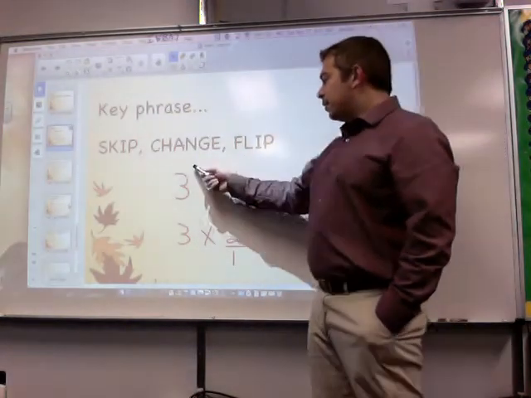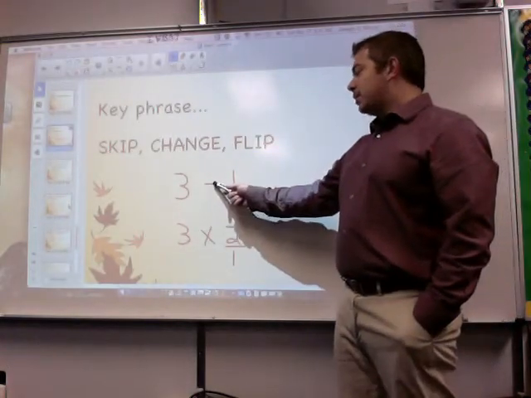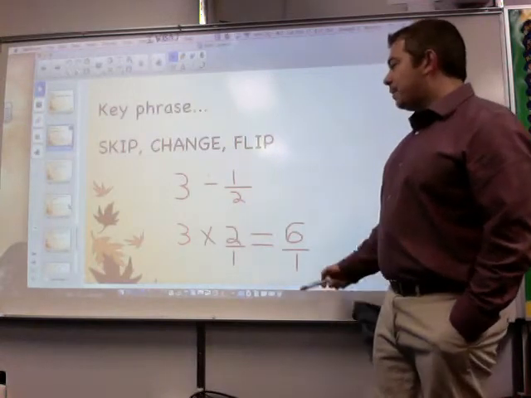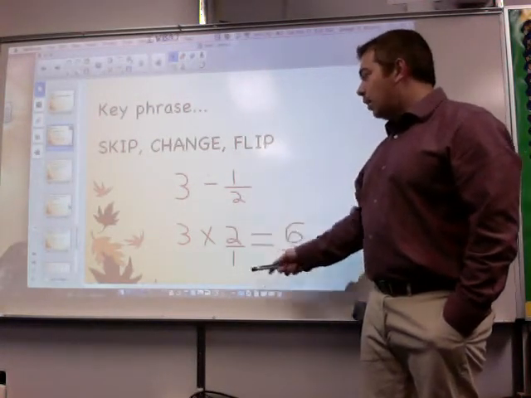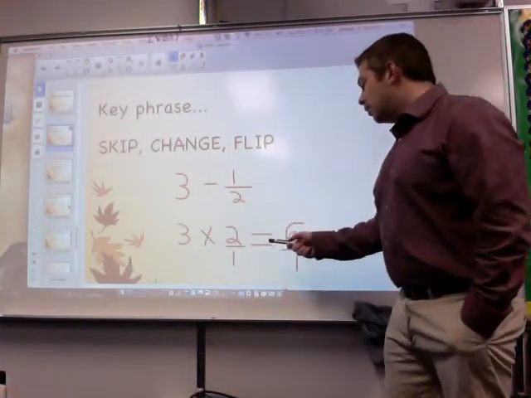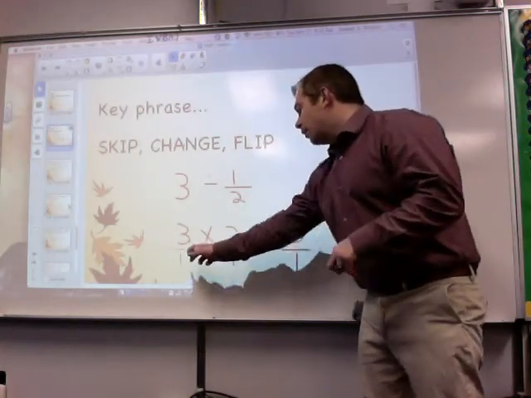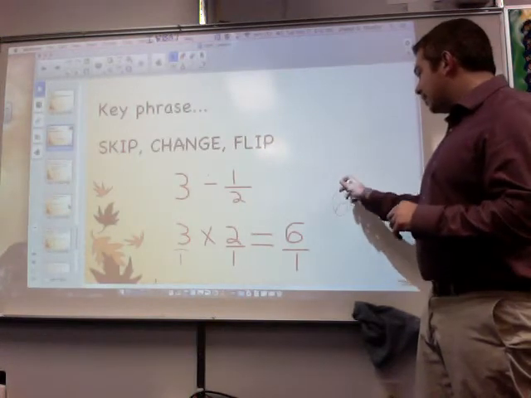Okay? So the 3, we're going to skip and leave it alone. The division sign, we're going to change it to multiplication. And then we're going to flip it. Instead of being 1 over 2 or 1/2, it's going to be 2 over 1. So when I multiply this out, it's 3 times 2 equals 6. And then this is really 3 over 1. And 1 times 1 equals 1. It's 6 over 1. My answer is 6.